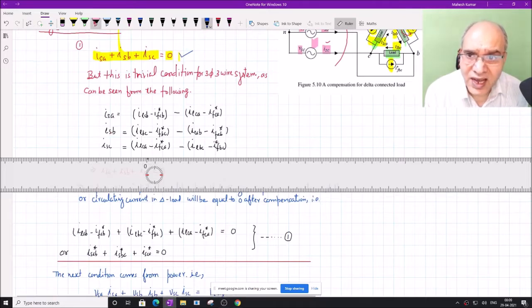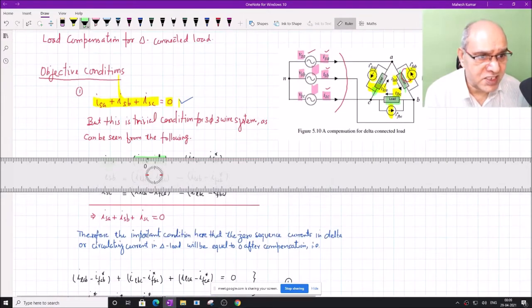What is ISA? ISA is equal to ILAB minus IFAB, the effective current from point A to B. This is ILAB dash, you can say. This is the effective current because the compensator current is flowing in the opposite direction. Therefore, the net current which is flowing in this direction is ILAB minus IFAB star. This is the current which effectively flows from point A to B after compensation.